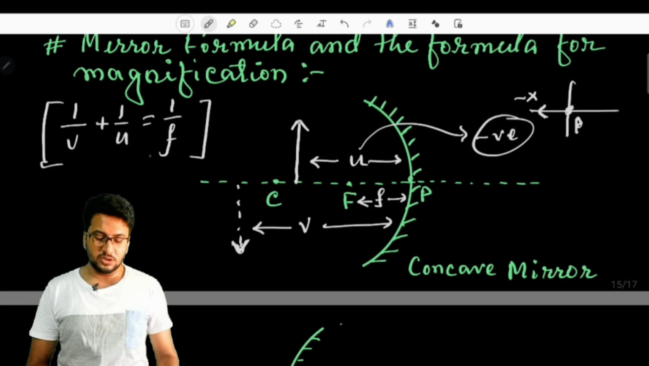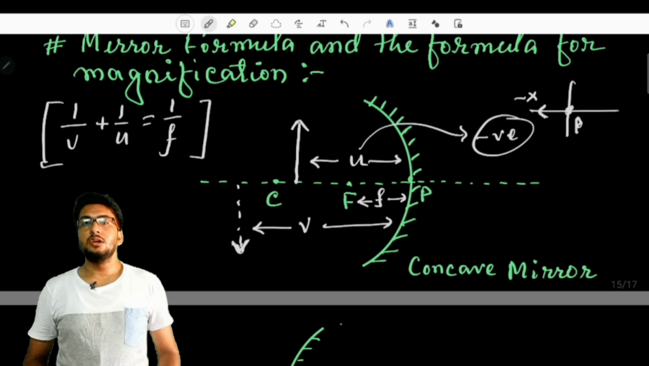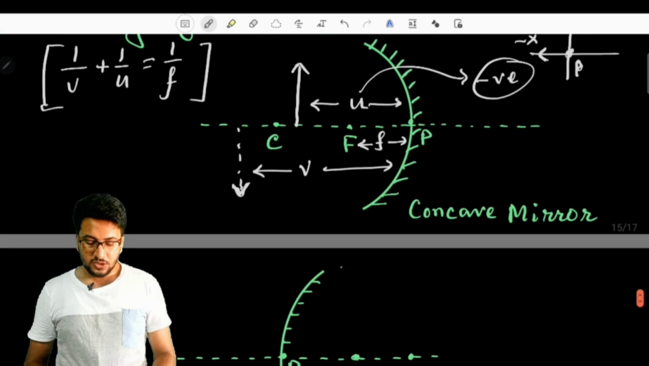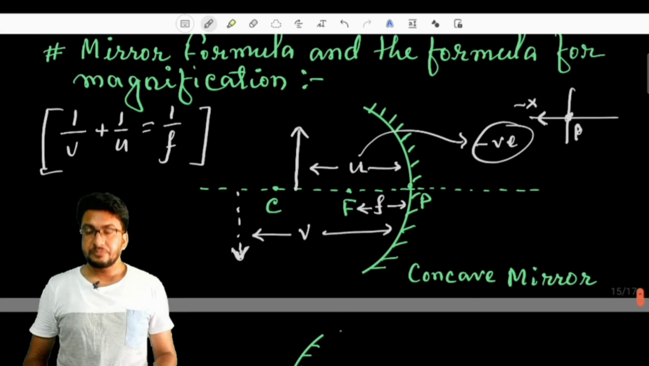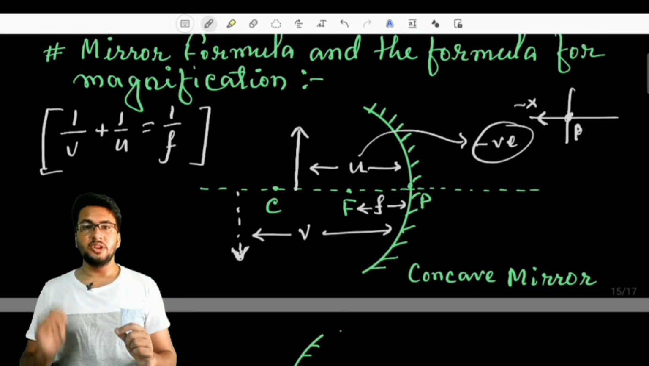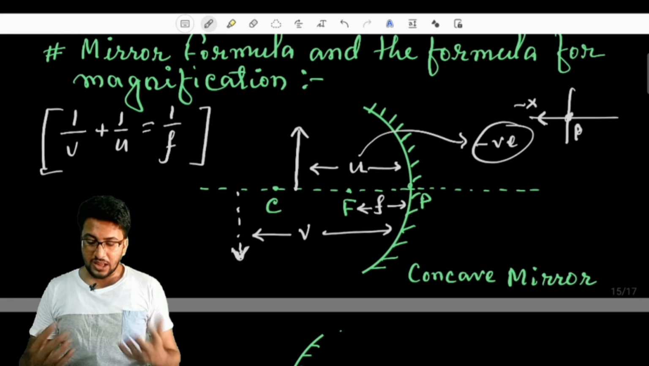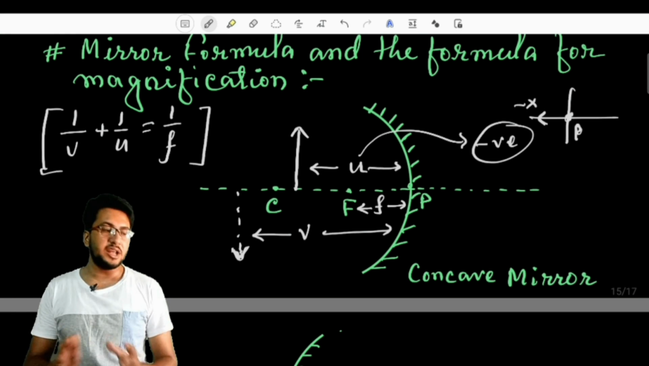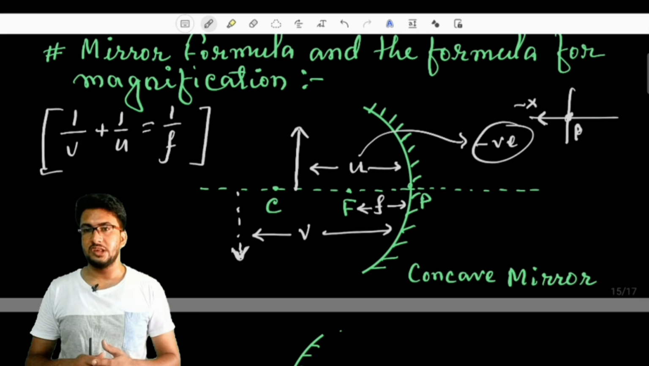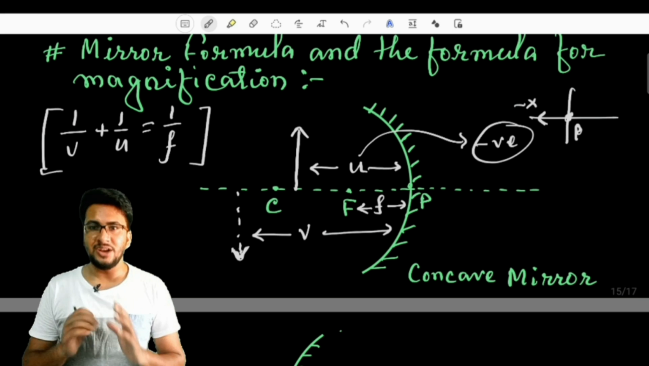And this small f denotes focal length. Capital F denotes principal focus. Small v denotes the image distance from the pole of the mirror, and U stands for the object distance from the pole of the mirror. And as per the ray diagram that will be formed in different cases, the sign convention will be maintained suitably.